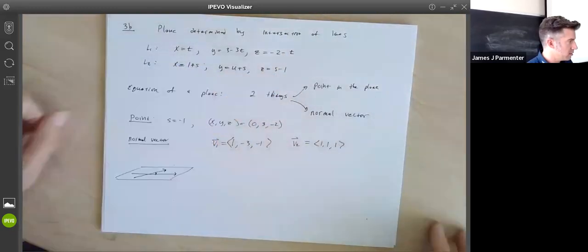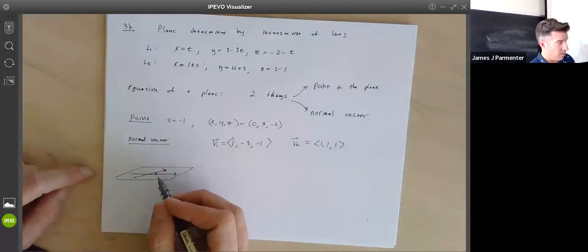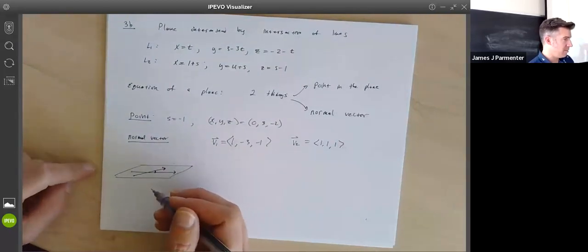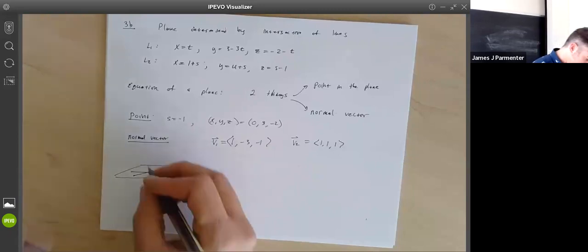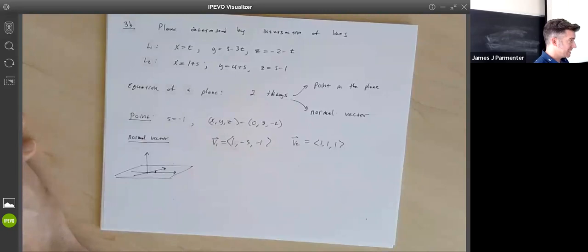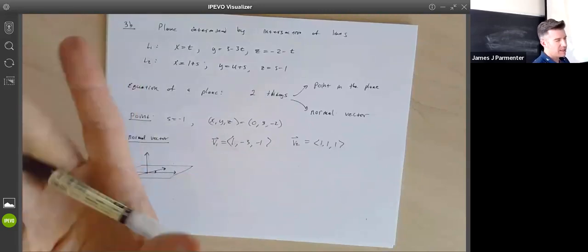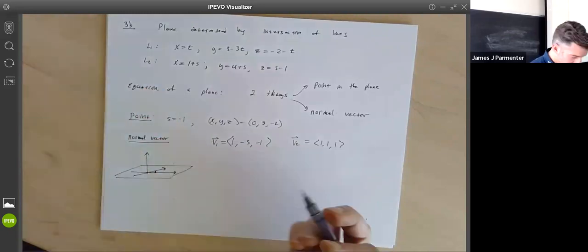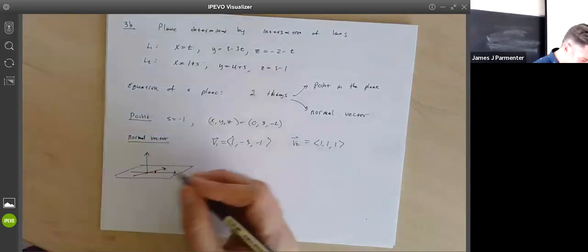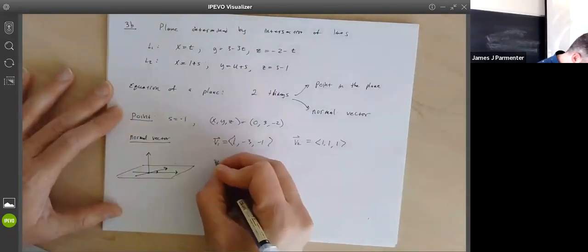So if I have two vectors in a plane, and I want a vector that is perpendicular to both of them, aka perpendicular to the plane, how do you find a vector perpendicular to two other vectors? Everyone should be yelling out the thing they don't want to hear. Yeah, the cross product. So we're going to take the cross product of these two vectors. It doesn't matter which order you do it in. V1 cross V2, V2 cross V1, not going to matter at all. So let's do V1 cross V2.